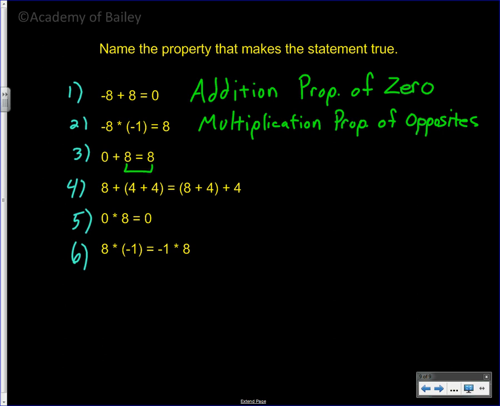Number 4 is going to be the associative property of addition, because of the way in which you group the numbers. It doesn't affect the outcome. Number 5 is going to be the multiplication property of 0, because when you multiply 8 by 0, you get 0, and that's the multiplication property of 0. And then number 6 is going to be the commutative property of multiplication. Commutative property means you just rearrange these numbers to get the right side of the equation.